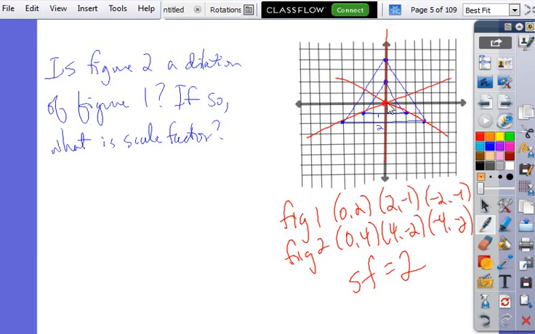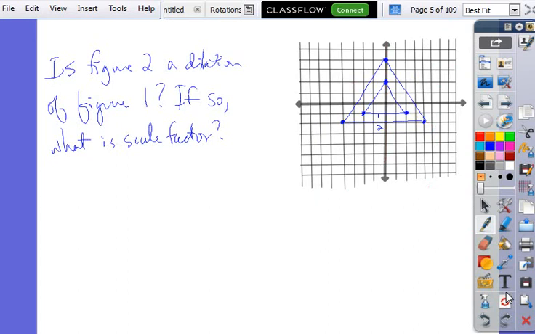Wherever they hit, that's the center of the dilation right there. Now, this one is 0, 0. I'd be willing to bet the one on the EOC is not going to be 0, 0. It'll be somewhere else. But that's what you do. You draw the lines through the points that match up, and you find the center.